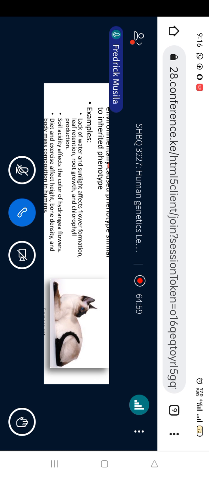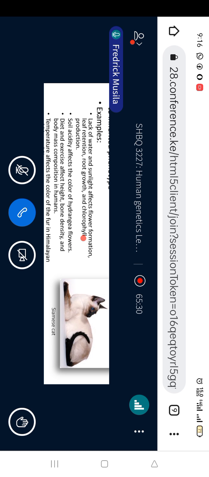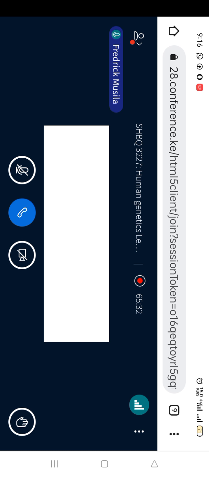Anything brought about by the environment, whether acidity, nutrients, diet, you even know that. Let's say you have twins, and one twin goes to the gym, the other one doesn't. If they are identical twins, the one who goes to the gym will have very nice bone density and a very nice physique, but the one who doesn't will be different. So those are phenocopies. The two can be termed as phenocopies.